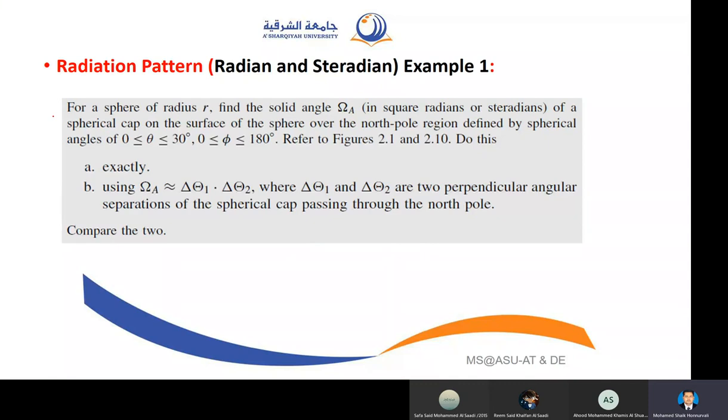Okay, now let's solve one example based on what we discussed. For a sphere of radius r, find the solid angle Omega A. This is the solid angle representation of a spherical cap on the surface of the sphere over the North Pole region, defined by spherical angles. The value of theta is given between 0 to 30 degrees. The value of phi is also given, 0 to 180 degrees. Refer to figures 2.1 and 2.10.